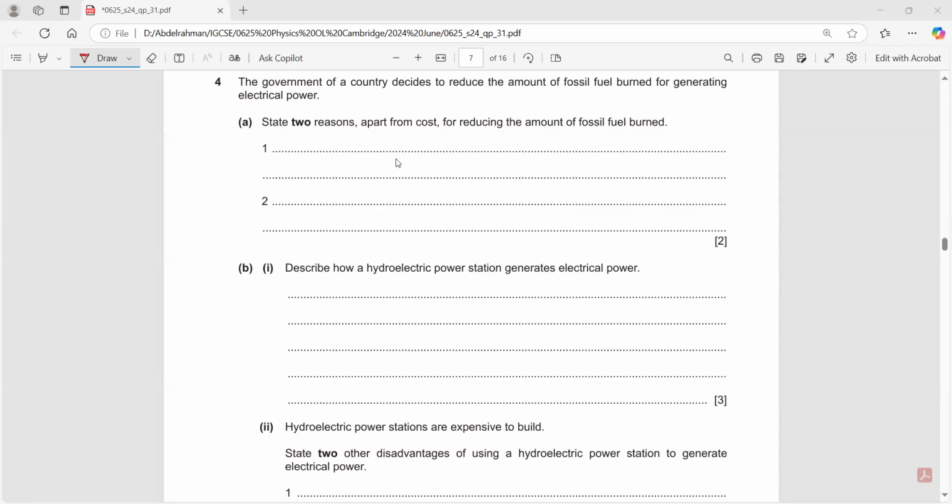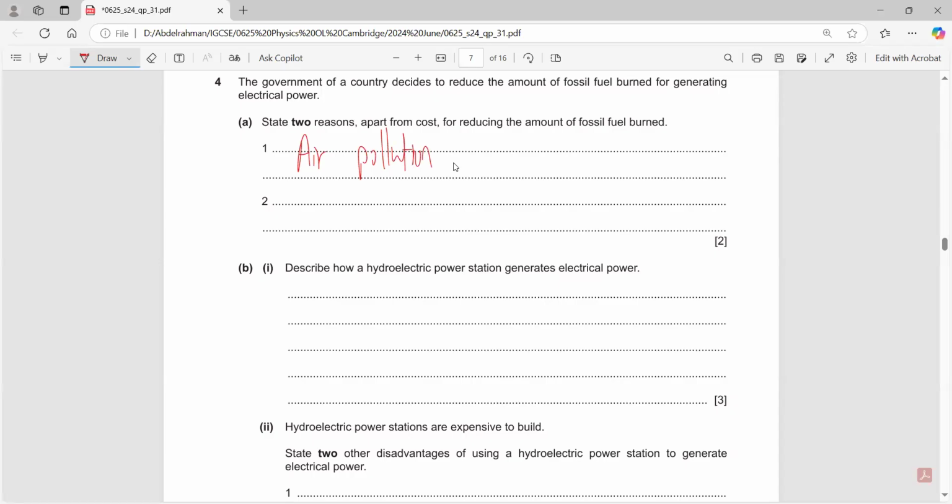Pollution, okay. Instead of just saying pollution, we need to specify the type of pollution. So we can say to decrease the amount of air pollution, or because the fossil fuels contribute to the air pollution. So it's giving off air pollution. Please do not just say pollution.